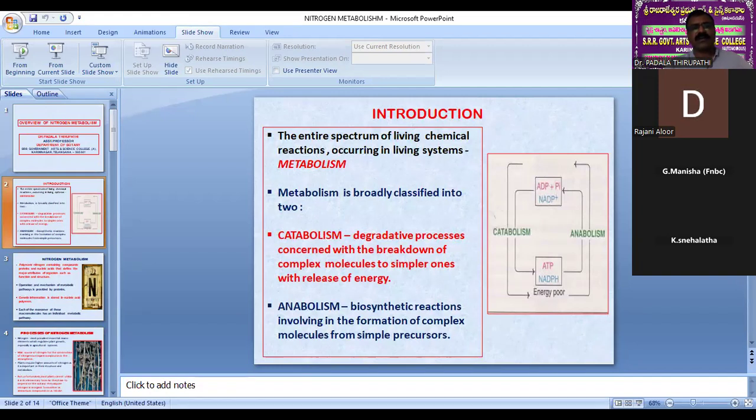The entire nitrogen metabolism is broadly classified into two types. One is catabolism, which is a degradative process concerned with the breakdown of complex molecules into simpler ones with the release of energy. The second type is anabolism, which relates to biosynthetic reactions involved in the formation of complex molecules from simpler precursors. These two types of metabolic activities are observed in all living systems, including plants.